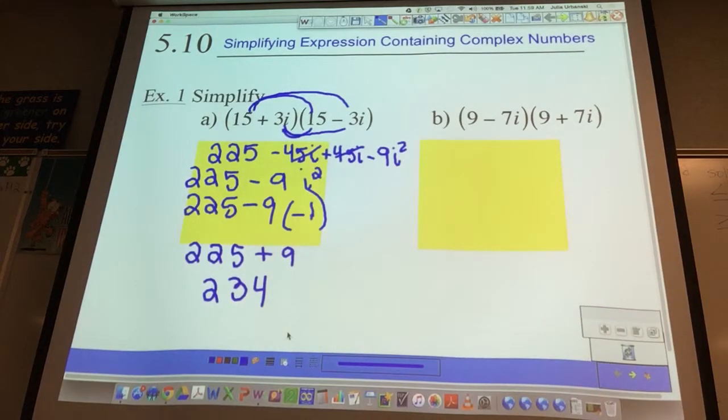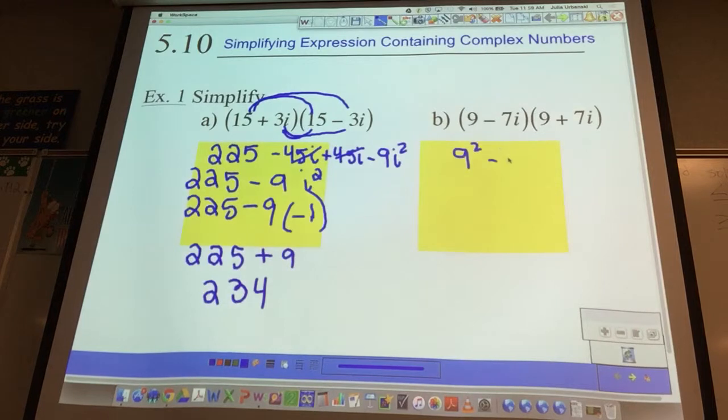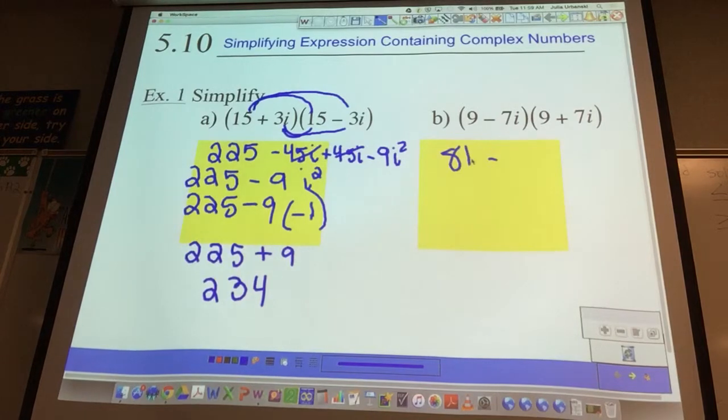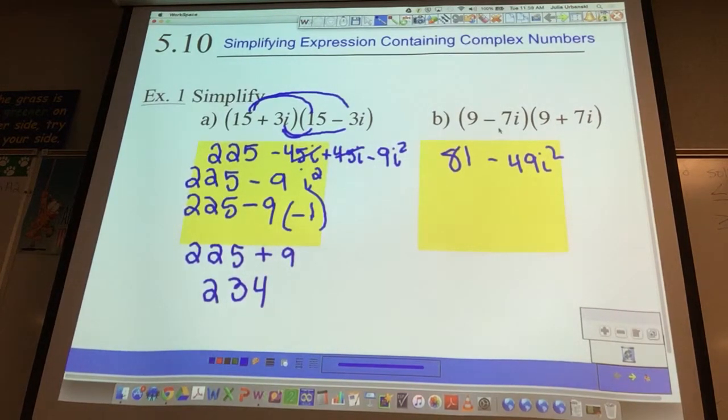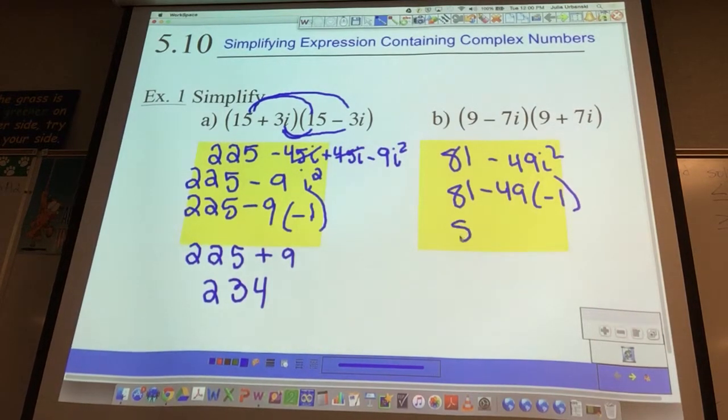Okay, so the second case I'm going to do as a shortcut. I'm not going to write it all out because the 9's and the 7i's match. So all I have to do is 9 squared minus 7i squared. I'm just going to do that in my head actually. 9 squared is 81. And 7 squared is 49. And then we have i squared. Again, this is a shortcut that you're only allowed to use when the first numbers match, second numbers match, one's positive, one's minus. So it's 81 minus 49 times negative 1. i squared is negative 1. So do 81 plus 49 and see what you get.